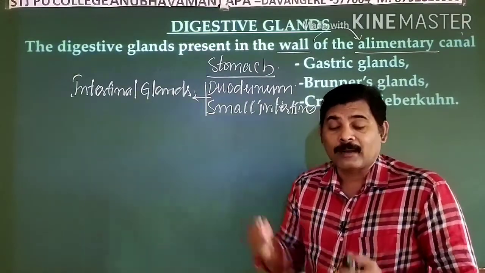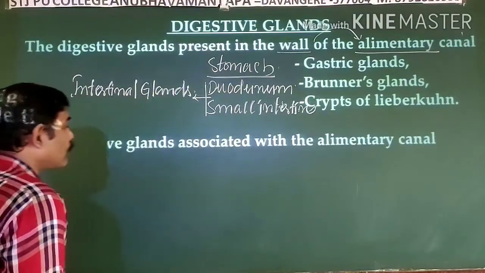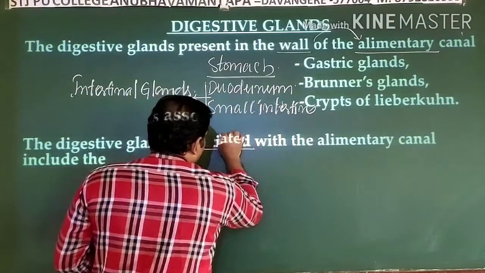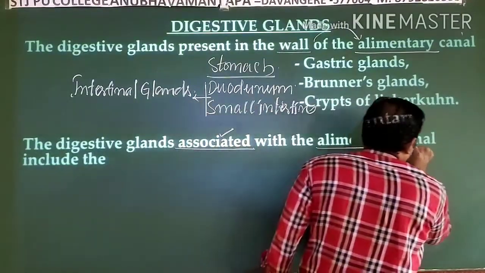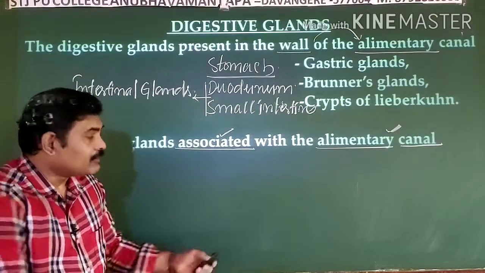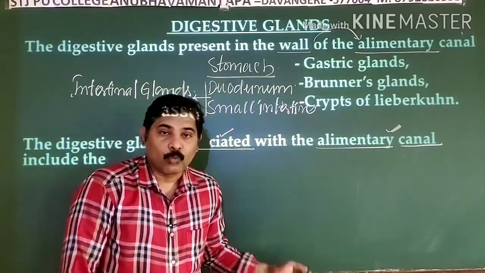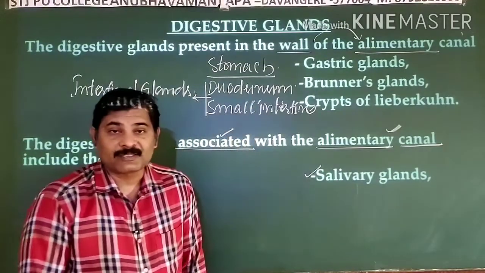So these three are present in the wall, whereas certain kinds of glands are present outside the alimentary canal but linked with it. Such glands are known as associated glands. They are all associated with the alimentary canal of the human digestive system. These include the salivary glands, the first one.